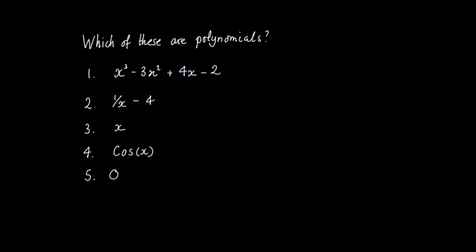To get started then, which of the following are polynomials? The first one seems to fit in with our description. It contains all positive powers of x. So it's a fairly safe bet that the first expression is a polynomial. What about the second one? 1 over x has a negative exponent, doesn't it? Because 1 over x is equal to x to the power of negative 1. So this can't be a polynomial.